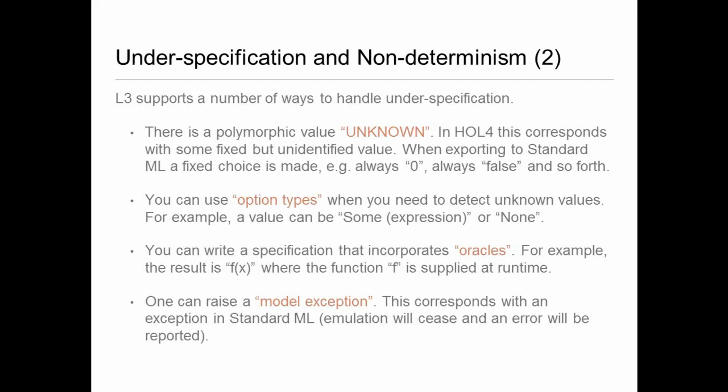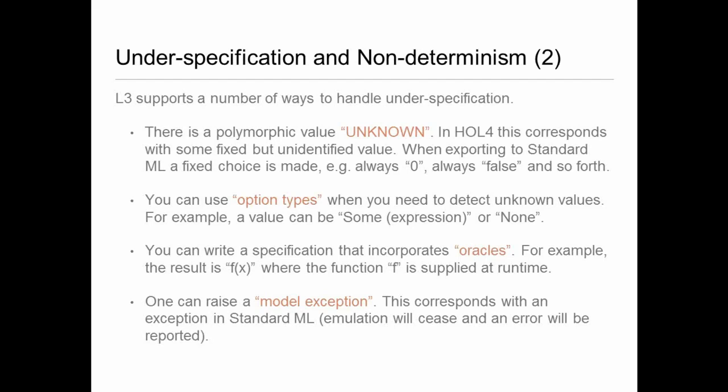If you're doing the export to SML, it will just make a fixed choice. So it will just give you a 0 or a false. So you need to be aware of this when you're doing your exports to SML, because if you've got an unknown in there, it's going to be picking a value for you. If this is of concern, you might want to use option types instead. So this is where you can say, well, we've got some value or we've got no value at all. And you can write your specification on that basis, and you can specifically check whether or not this value is defined.